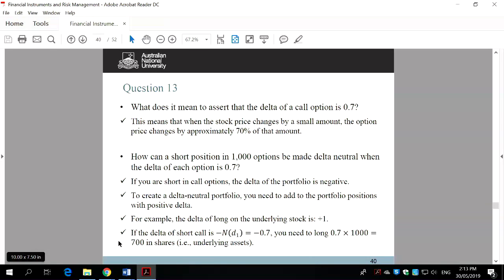If you take a long position in the puts, what kind of delta are you getting? You're getting positive or negative? Take a long position in the put. Sorry, if you take a long position in the put, you're getting positive or negative? Come on, guys, this is week 12.